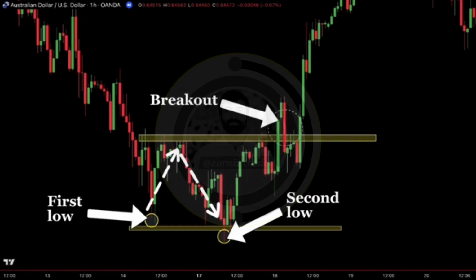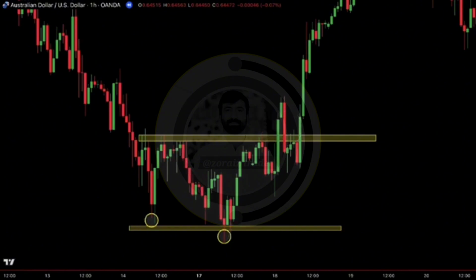When price breaks above the high between the two lows, the pattern is confirmed and an uptrend is likely to follow. A double bottom is most effective when it forms at a strong support level, and after a clear downtrend, it signals that sellers have tried twice to push price lower but failed, leading to a possible trend reversal.